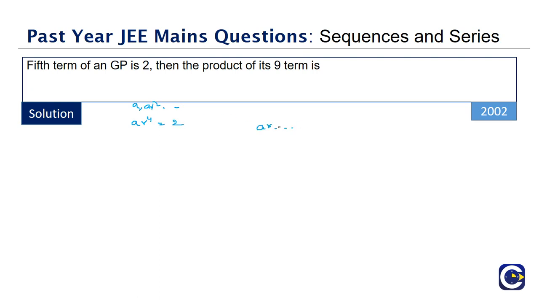A into AR into AR square into AR cube, AR power 4 and so on, up to AR power 8, is equal to how much? So if you take this, it will become A power 9 into R power 36, which can be written as AR power 4 whole power 9, right? So AR power 4 is 2, 2 power 9 is 512. So the final answer for this question is 512.